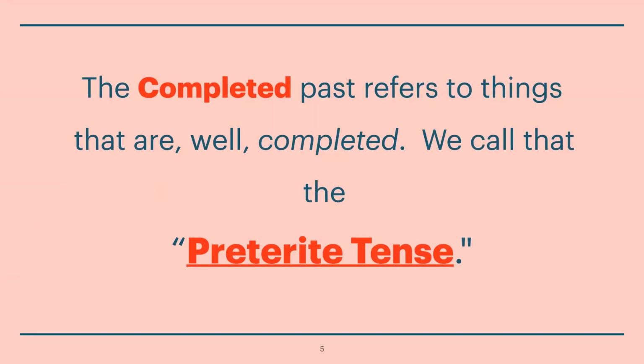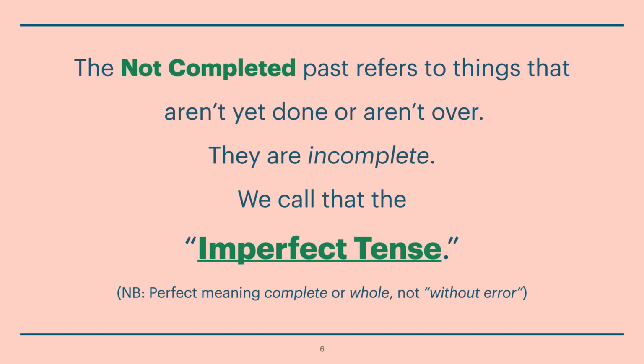The completed past refers to things that are well completed. We call that the preterite tense. So completed action is preterite. The not completed past refers to things that aren't yet done or aren't over. They are yet incomplete, and we call that the imperfect tense.